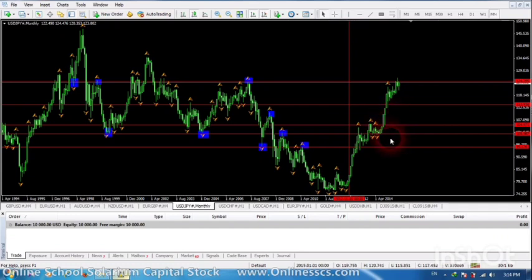We have two types of pivots. One of them is called resistances and the other one is called supports. Which ones are called supports? When the resistance here is broken, that is called a support. It means that it's going to send the price upwards. But if the price is going up, it means that it's called a resistance. It means that it's going to send the price downwards.